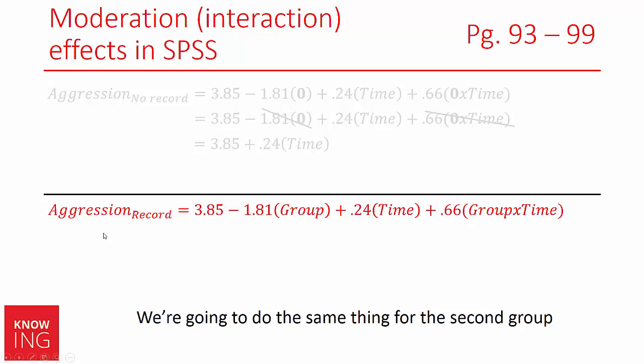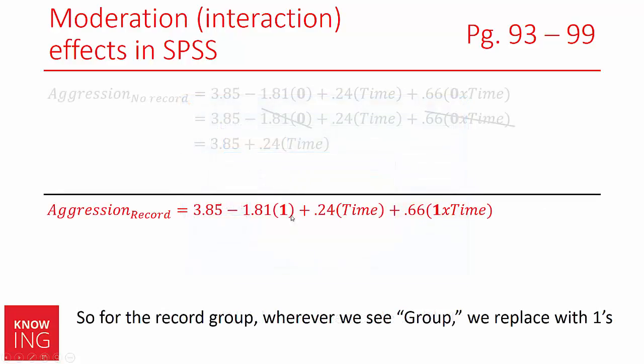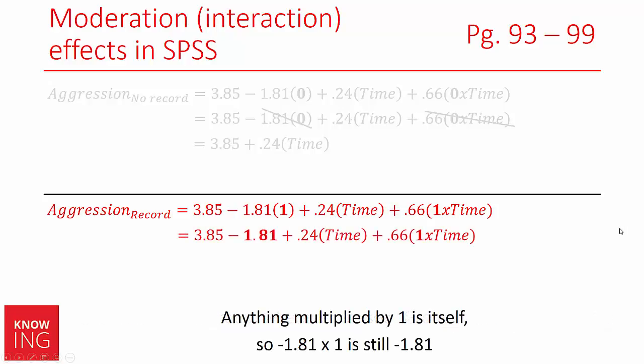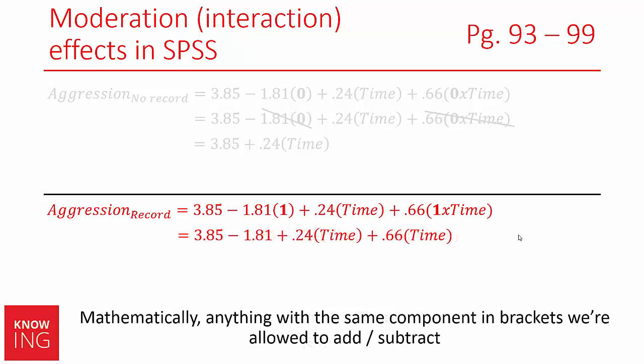So same thing, start with your full equation, find out how it's coded. In this case, it's coded with a 1. So wherever we see group, we replace it with the number 1. First off, anything multiplied by 1 is just itself. So negative 1.81 times 1 will still give us negative 1.81. That's easy enough. Second part, 1 times time, this part here in the brackets, is just time, so that part there stays the same.